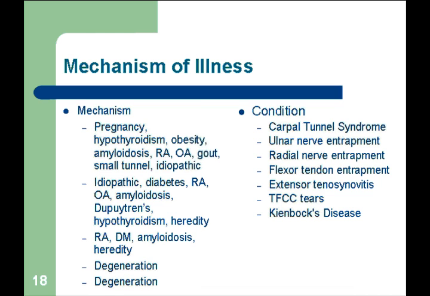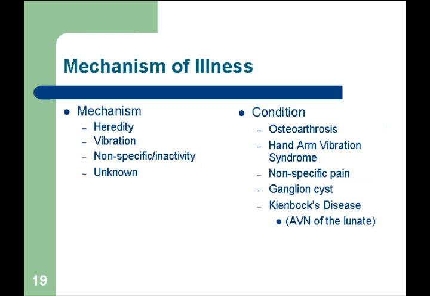So when we get to the case examples, that might raise an interesting question as to whether you would consider that work compensable or not with regard to the injury. Heredity is an important component for arthritis. Vibration is important when considering hand-arm vibration syndrome. The nonspecific activity or the nonspecific pain component, I like to label that I hurt in the workplace.